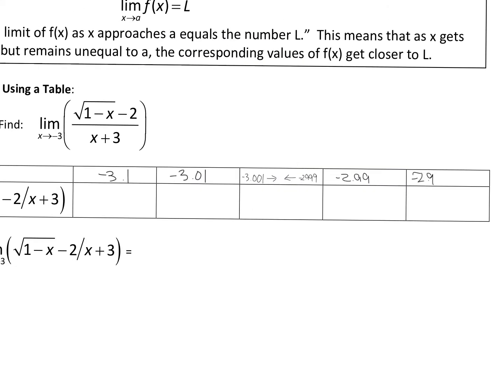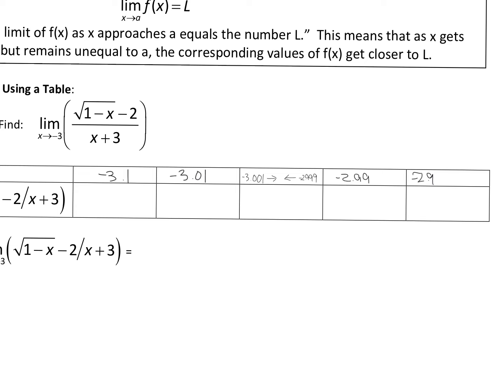Okay, so why are we doing this? What we're doing is we're seeing numerically in a table as we're getting really, really close to -3 on this side, and as we're getting really, really close to -3 on this side, we want to look at what the y values are approaching. So you simply plug these values in, and you get outputs.